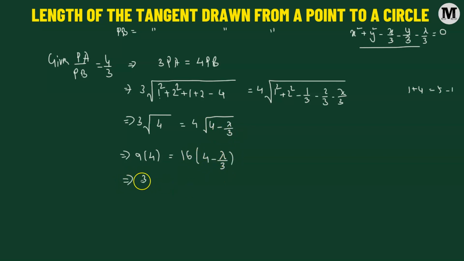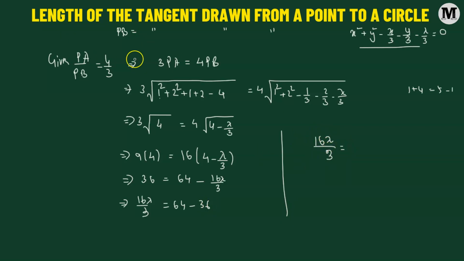That will be equal to 9 times 4, that's 36. 16 times 4, that's 64 minus 16 lambda over 3. Which will be equal to, we have 16 lambda over 3 equals 64 minus 36, so that's going to be 28. So lambda comes out to be 28 times 3 divided by 16. Now we know that 4 times 4 is 16 and 4 times 7 is 28, so 7 times 3 will be 21. We have 21 divided by 4. This is going to be the value of lambda.